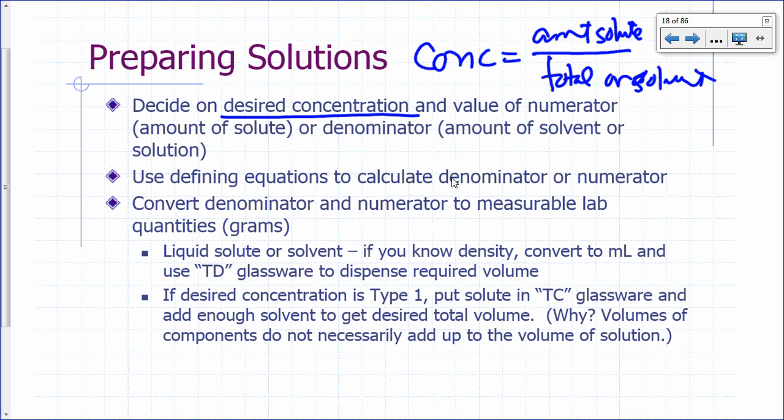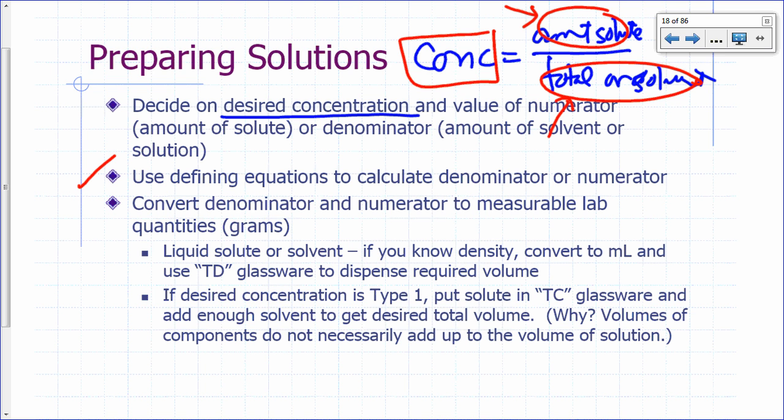So if you know what concentration you want, you have to decide on one of these other two, and then you can figure out the other one. So you use the defining equation to calculate. You either decide on the value for the numerator or the denominator, and then you use the defining equation to calculate the other one. Once you have the values for the numerator and the denominator, all you have to do is convert those to measurable lab quantities, typically grams if you're dealing with solids. If you're dealing with a liquid, it's not a good idea to weigh liquids, so it's best to look up the density of the liquid and convert the grams that you need to milliliters, okay?